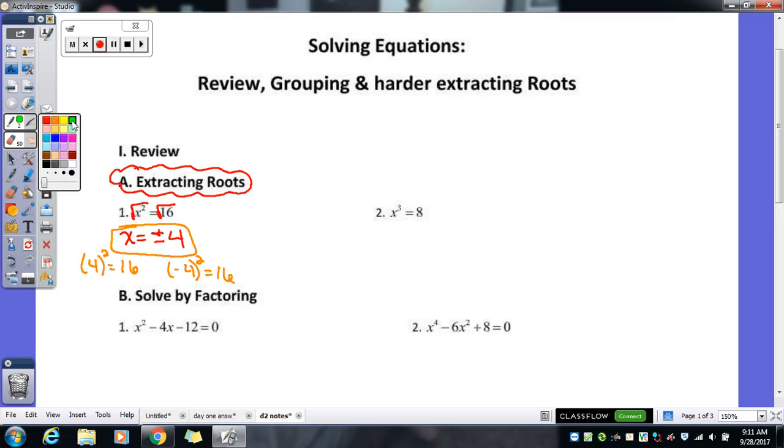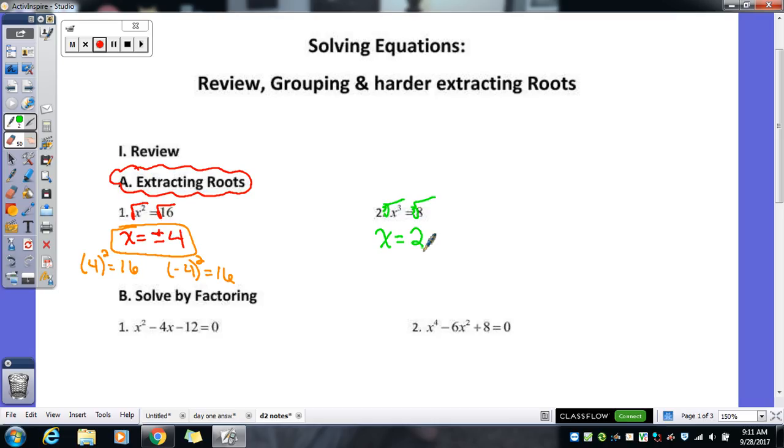Now number 2, though, we have an x cubed, so it's a little bit different. You would want to take the cube root of both sides. Since it was an exponent of 3, that means we're taking our cube root. So now we're left with x. And then we just have to figure out what is the cube root of 8. It wouldn't be plus or minus this time. It would just be 2.